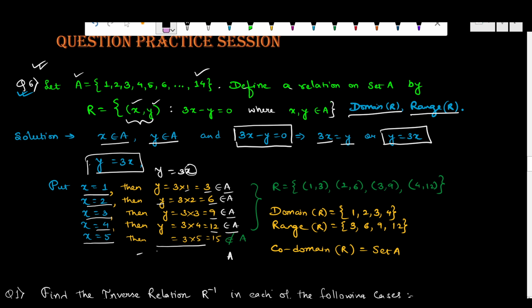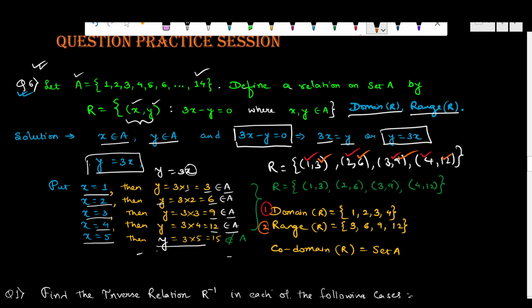So we have our R as R equals to {(1,3), (2,6), (3,9), (4,12)}, right, from here. So the domain of R will be the set of first components 1, 2, 3 and 4, right? Domain is this. Similarly, the range of R is what? The set of all second components 3, 6, 9 and 12, right?